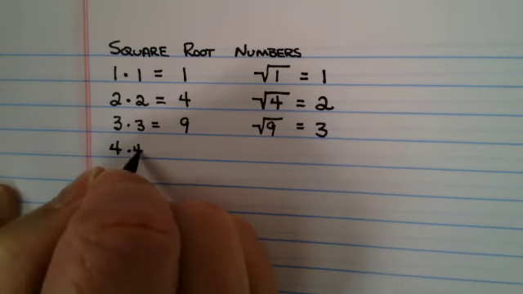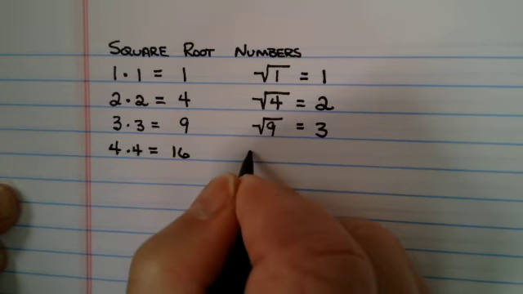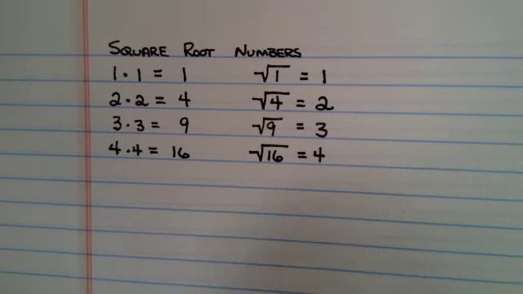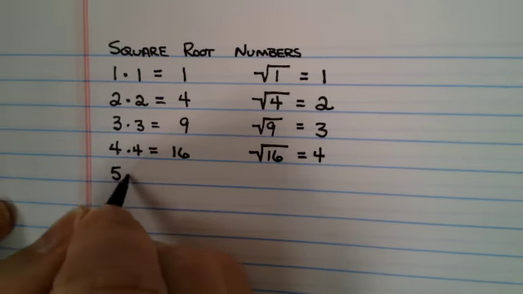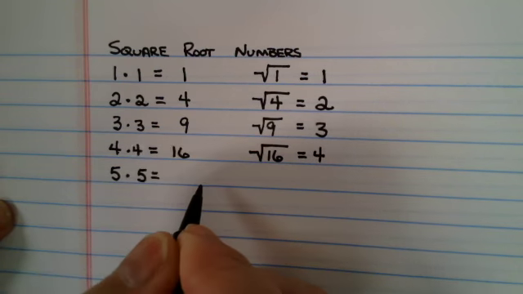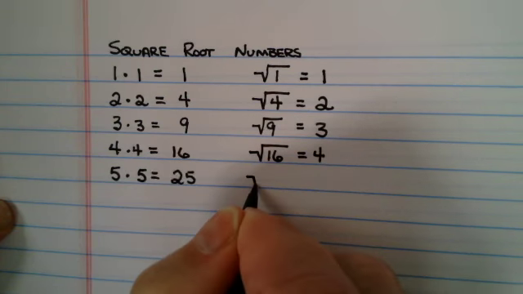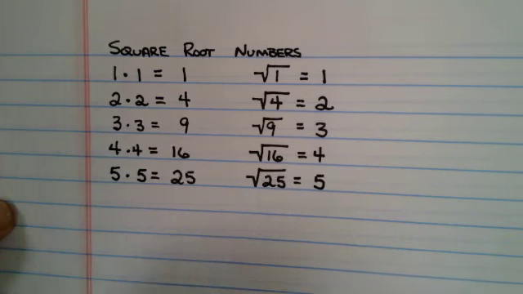4 times 4 is 16. 16 is a square. The square root of 16 is 4. You're not writing both of those numbers down, you're just writing one of them down. 5 times 5 is going to create my next number that's a square. That's 25. What is the square root of 25? The square root of 25 is 5.